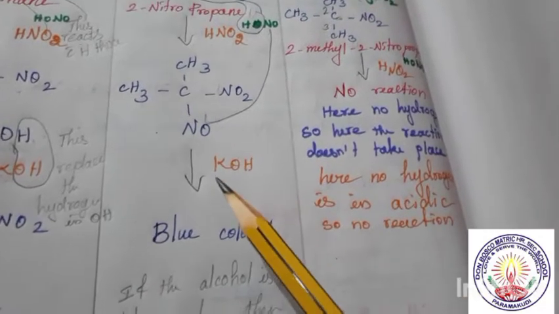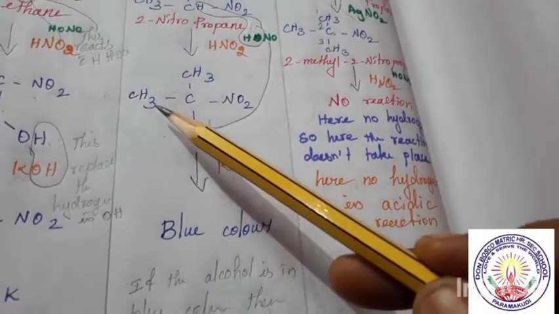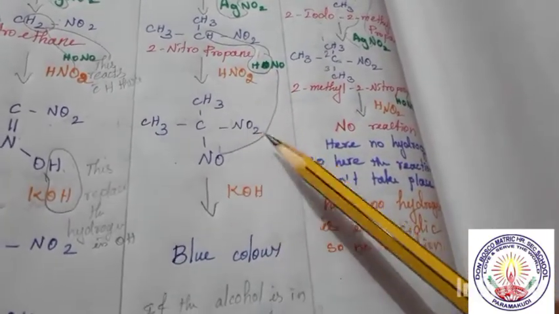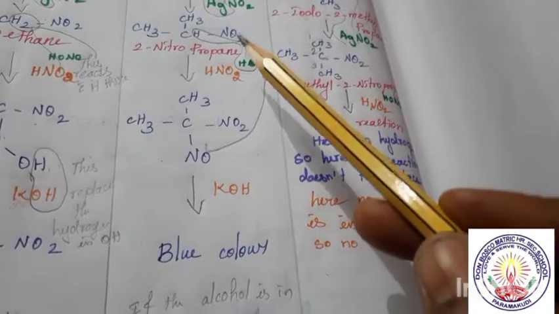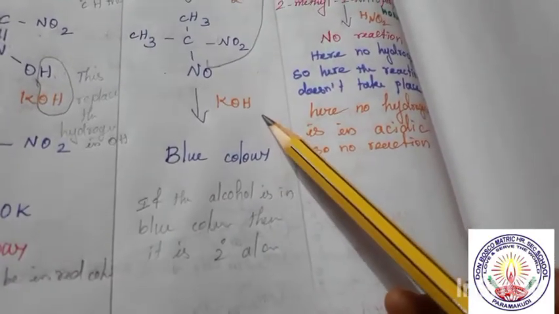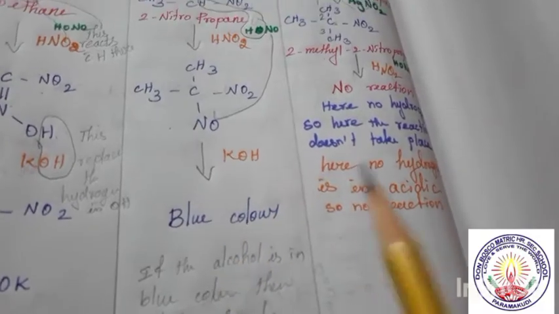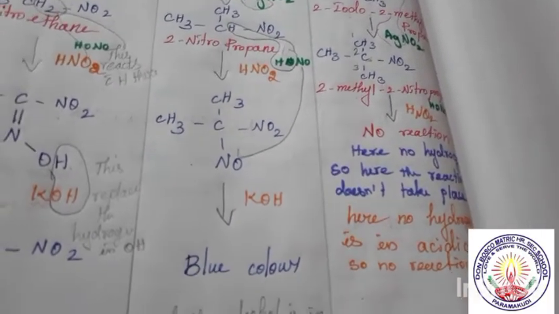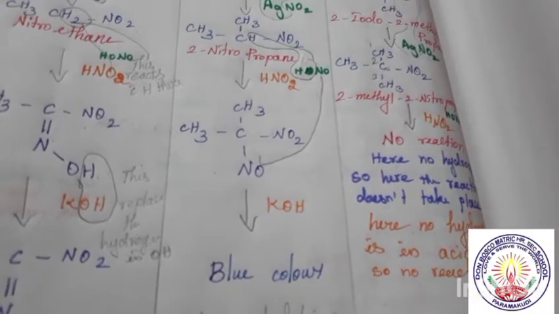And in the same way here, CH3 and this NO2 and this NO comes here. When we add KOH, this solution will be blue in color. When this solution is blue in color, this is a secondary alcohol.